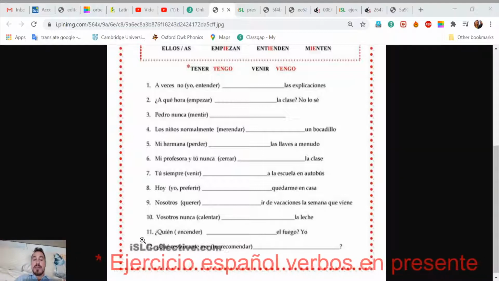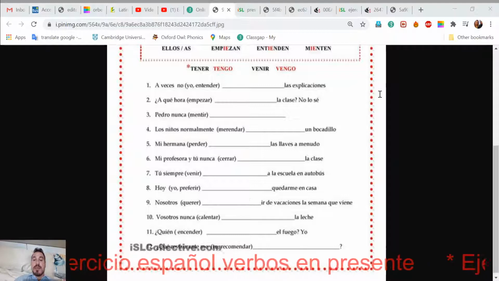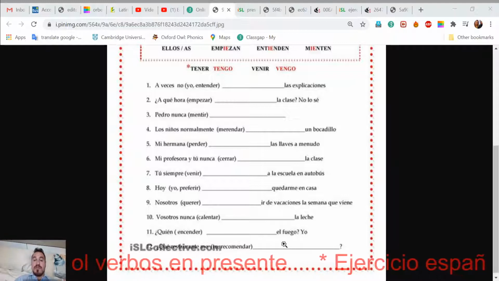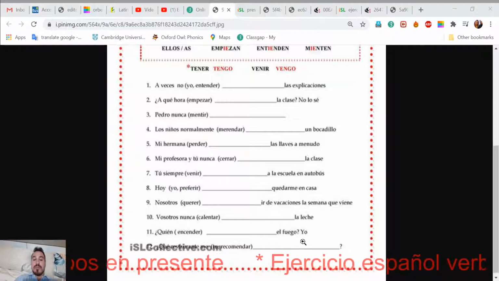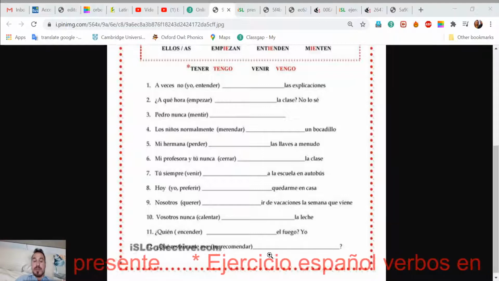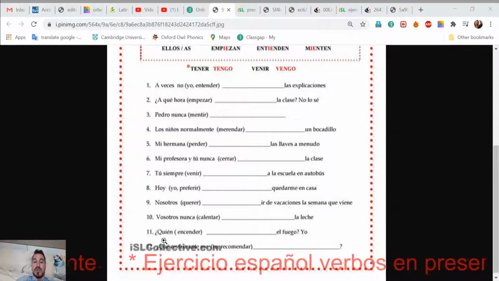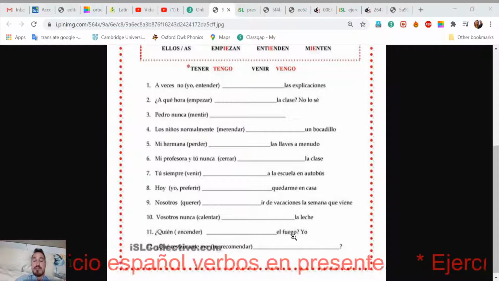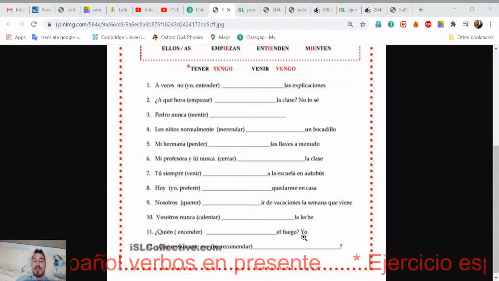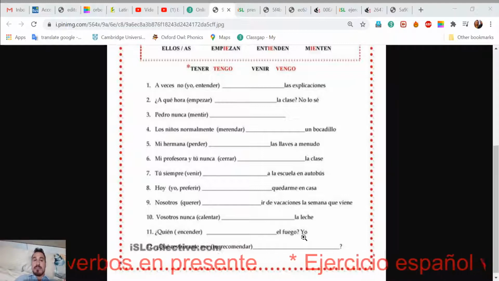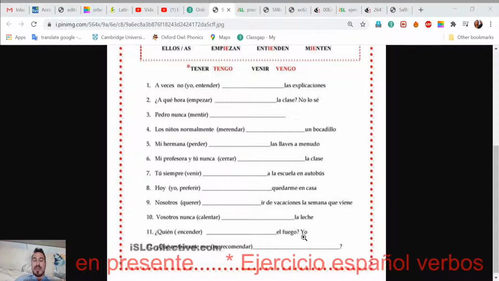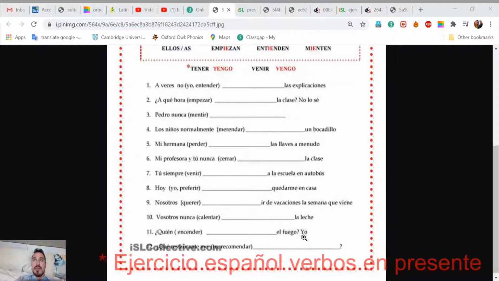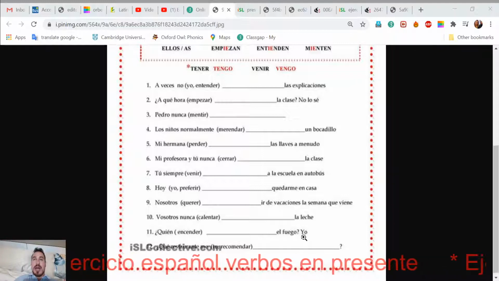And 11. ¿Quién enciende el fuego? Yo. So who turns on the fire? Me. So notice here we actually say I instead of saying me, okay? So when you say it's me, what you actually say in Spanish is am I, soy yo.